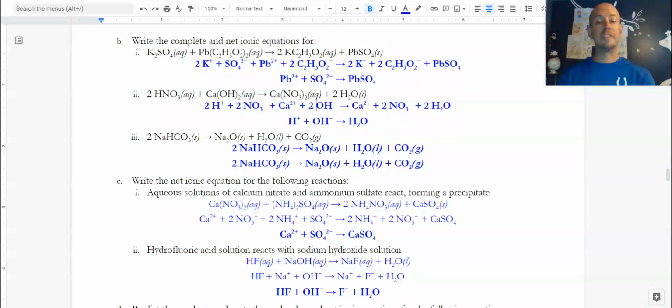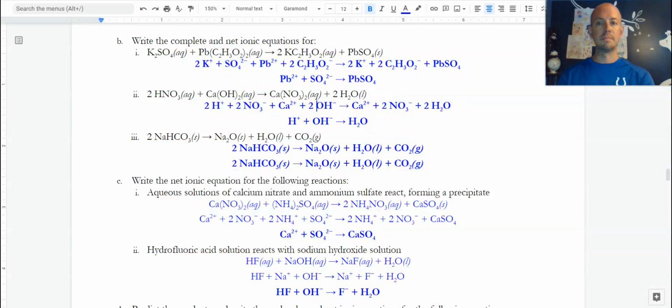Here we have nitric acid and calcium hydroxide. If we flip back to the other page, we see that those are both considered strong. So we write them as separate. Calcium nitrate, it told us it was aqueous. But we also know that nitrate will always be aqueous. And then right there, water is a liquid, so it stays together.